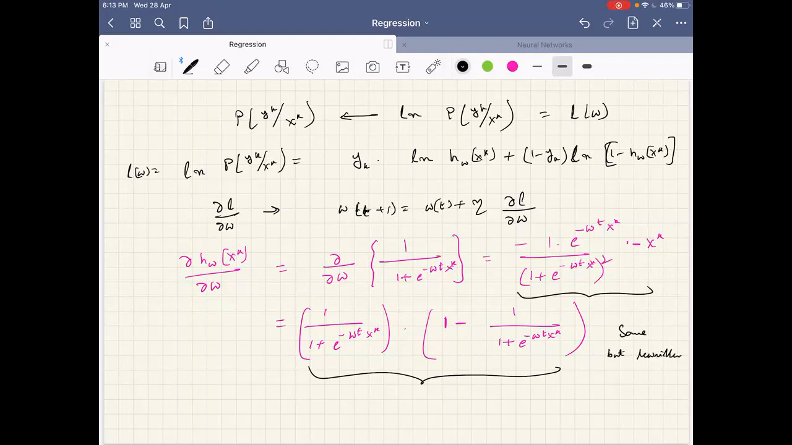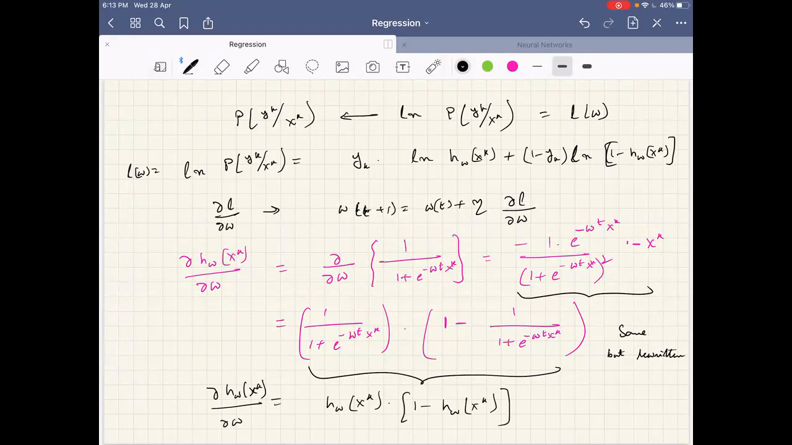Why is this rewritten in this way? As you can see here, this can now be written as dou hw xk by dou W. We want to rewrite it in terms of hw of xk itself. Okay, this is hw xk into 1 minus hw xk. This is one of the important, widely used results.